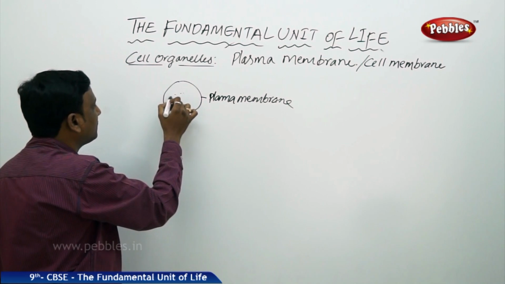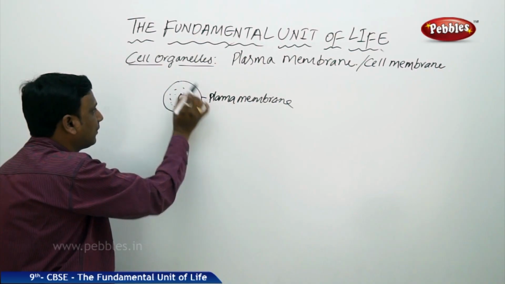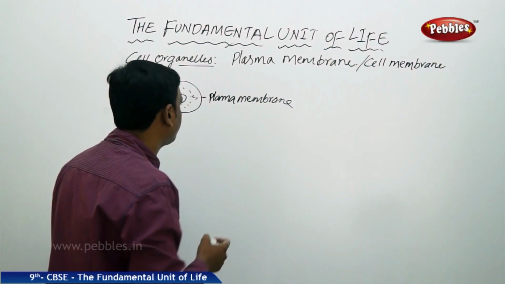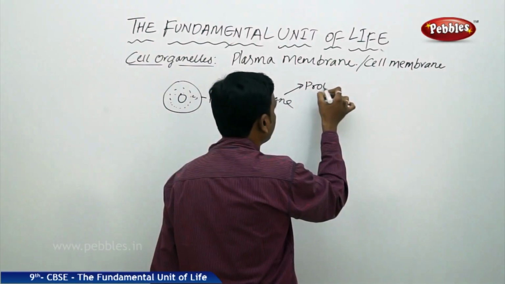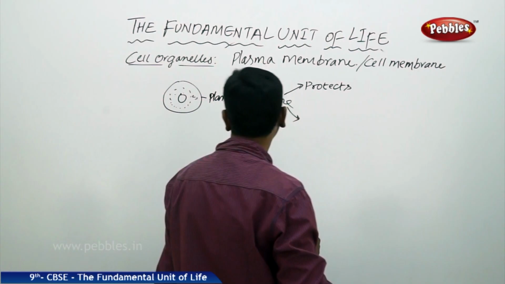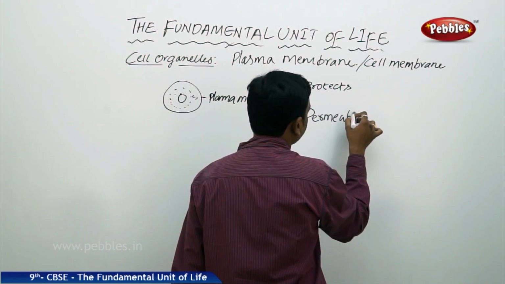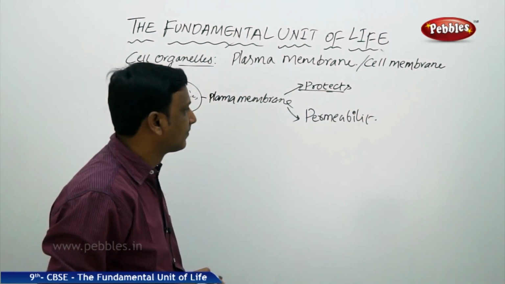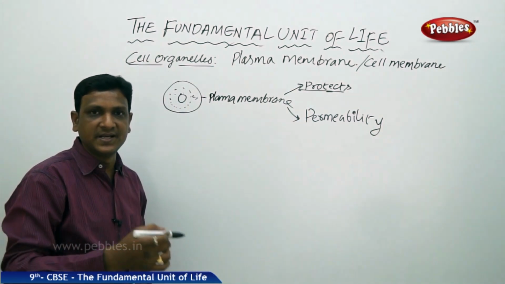So all the constituents, the jelly-like cytoplasm, nucleus, and other cell organelles, are enclosed by this cover, the plasma membrane. So what are its functions? The plasma membrane has two major functions. Protection, it protects. And the most important function of the plasma membrane is permeability. Even here, the protection is also done by the permeability. What is this permeability? It means allowing substances to get in and get out.